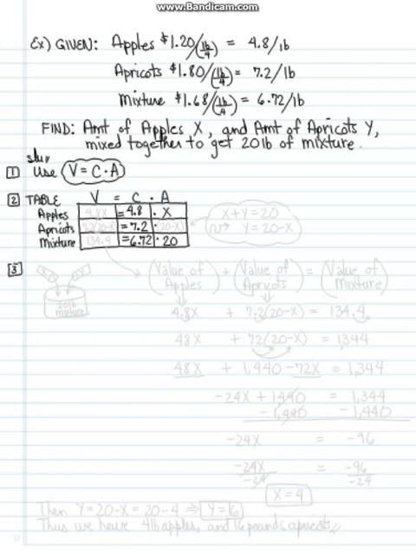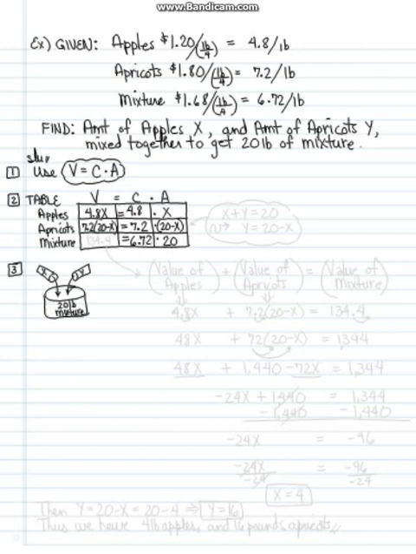Now we'll do step 3. We have to think before we fill in that blank spot on the table. If we're going to fill this empty vat with 20 pounds of the mixture, and all the contributions are coming from X pounds of apples and Y pounds of apricots, then when we put them together in the vat, it's going to be X plus Y. So if X plus Y is equal to 20, then Y is the same as 20 minus X, and that's what we put in that empty slot for the amount.